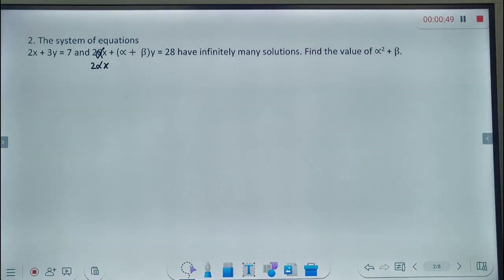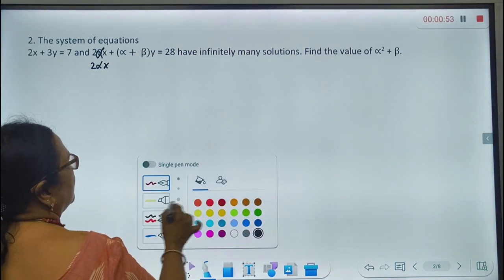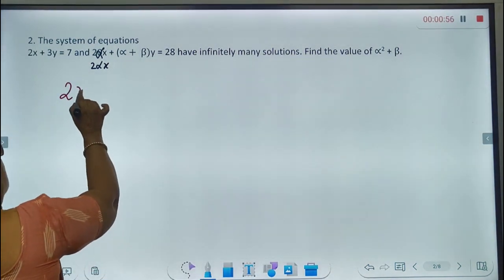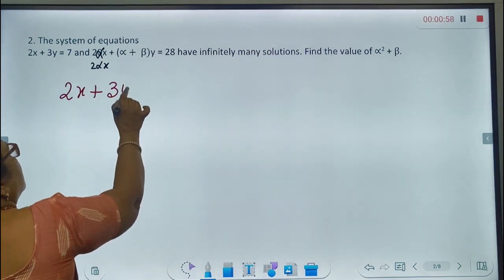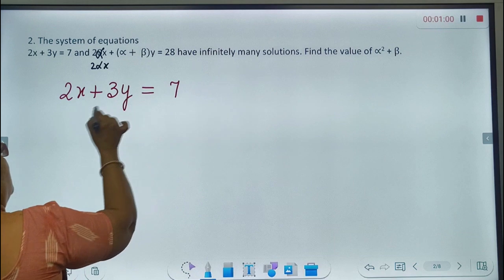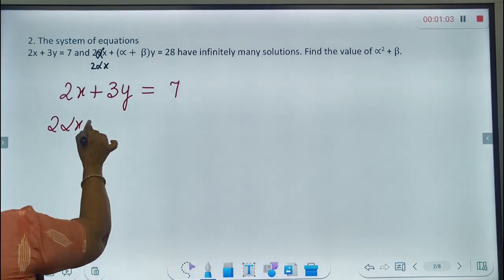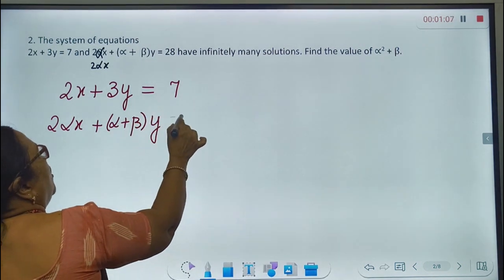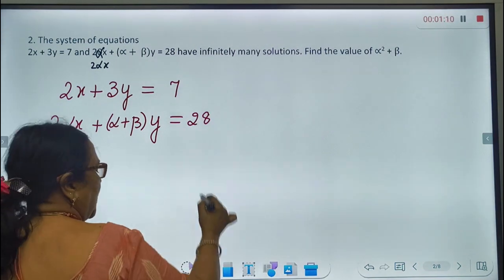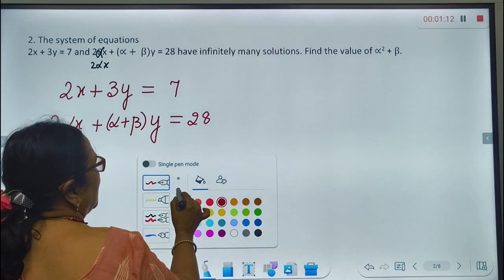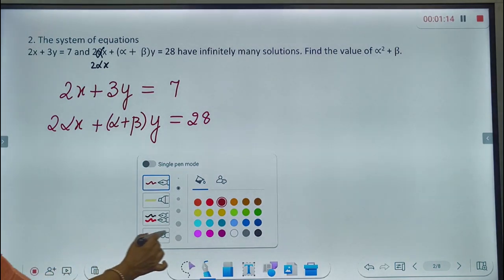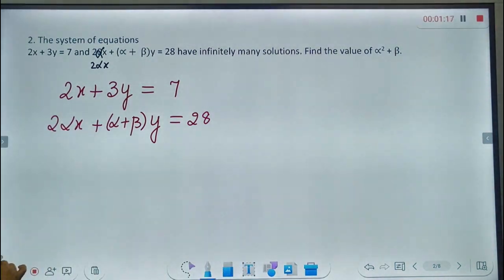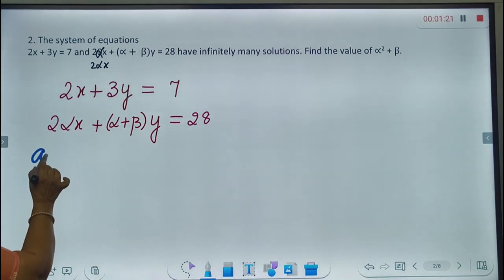Now look at this problem. We have a system of equations 2x plus 3y equal to 7 and 2 alpha x plus (alpha plus beta) into y equal to 28, and it is given that this system has infinitely many solutions. So what is the condition for a system of equations to have infinitely many solutions?